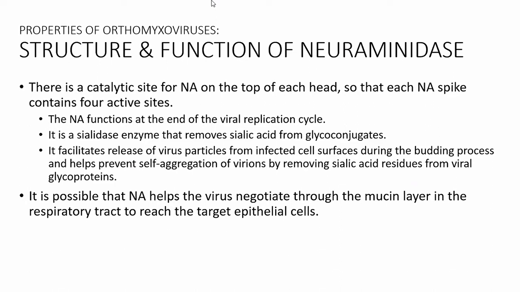And the function of this NA is at the end of the viral replication cycle. It is a sialidase enzyme that removes the sialic acid from glycoconjugates, and it facilitates release of the virus particles from infected cell surfaces during the budding process, and it prevents self-aggregation of virions by removing the sialic acid from the glycoproteins. It is also possible that NA helps the virus negotiate through the mucin layer in the respiratory tract to reach the target epithelial cells.